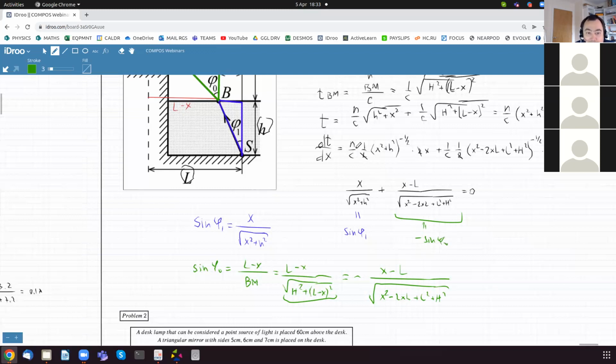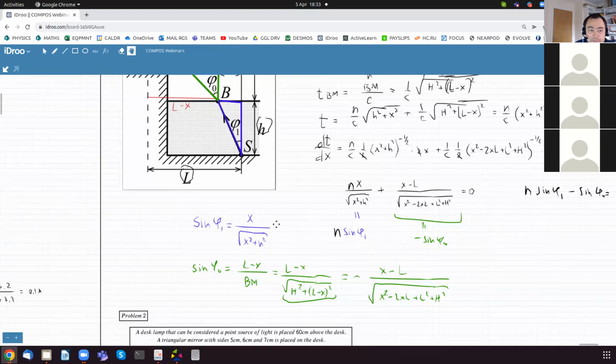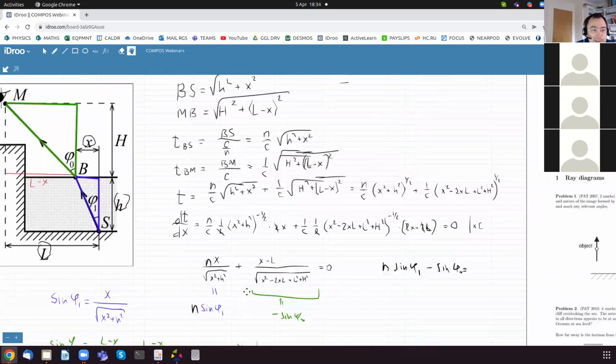And somewhere we lost the n. We did lose the n. So sorry about that. So it's going to be n sine phi 1 minus sine phi 0 equals 0, which is pretty much what we needed to prove.